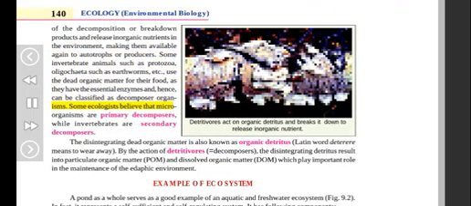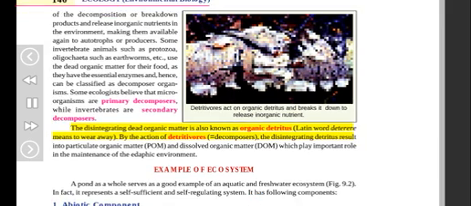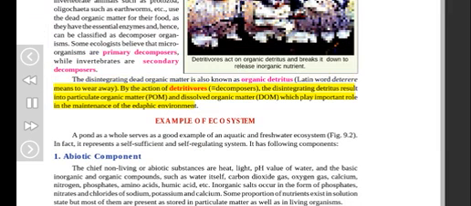Some ecologists believe that microorganisms are primary decomposers, while invertebrates are secondary. Detritivores act on organic detritus and break it down to release inorganic nutrients. The disintegrating dead organic matter is also known as organic detritus; the Latin word deterere means to wear away. By the action of detritivores, or decomposers, the disintegrating detritus results in particulate organic matter (POM) and dissolved organic matter (DOM), which play an important role in the maintenance of the edaphic environment.